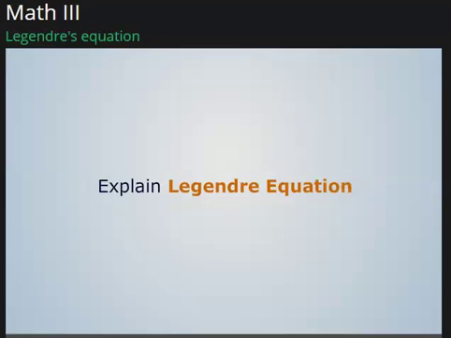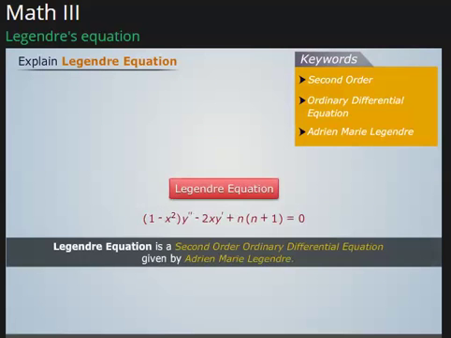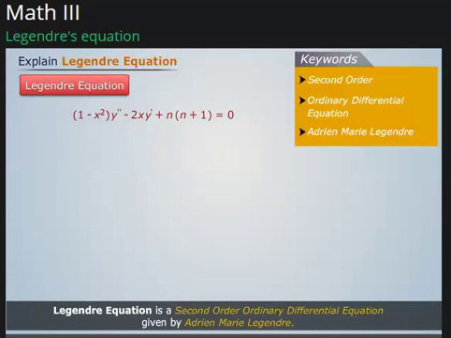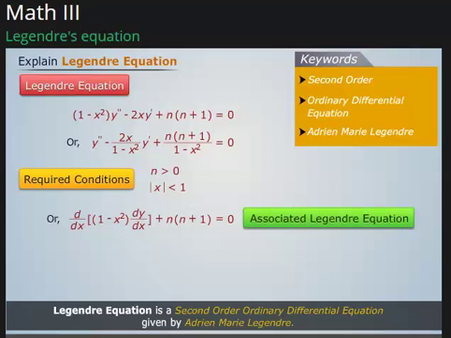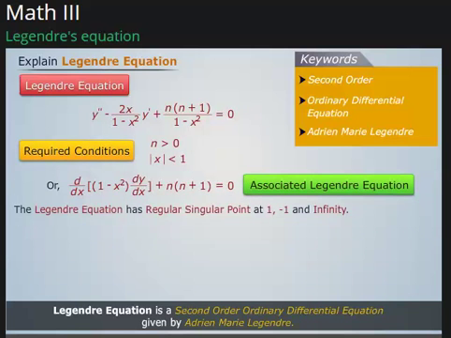Explain Legendre equation. Legendre equation is a second-order ordinary differential equation given by Adrien-Marie Legendre. The equation can also be written in the form, the following condition must hold for a given equation to be a Legendre equation. The equation can further be deduced into the form. This form is the specialized case of associated Legendre equation. The Legendre equation has regular singular point at 1, -1 and infinity.